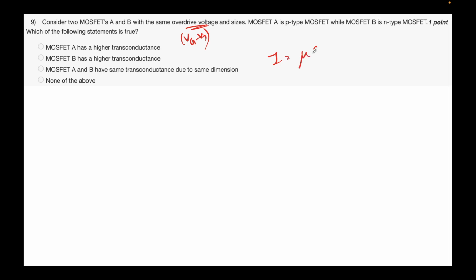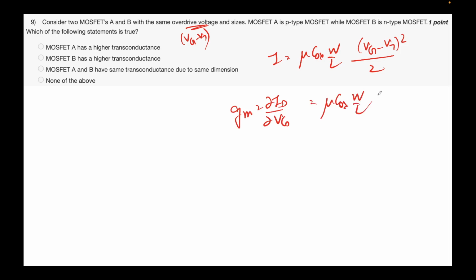So ID is mu Cox W by L (Vg minus Vt) whole squared by 2. So del ID by del Vg, this is the Gm. We differentiated mu Cox W by L times x minus some constant k, whole square. So this will be 2 times (Vg minus Vt) over 2. So we get mu Cox W by L VGT. This is also known as the overdrive voltage, as I was saying.